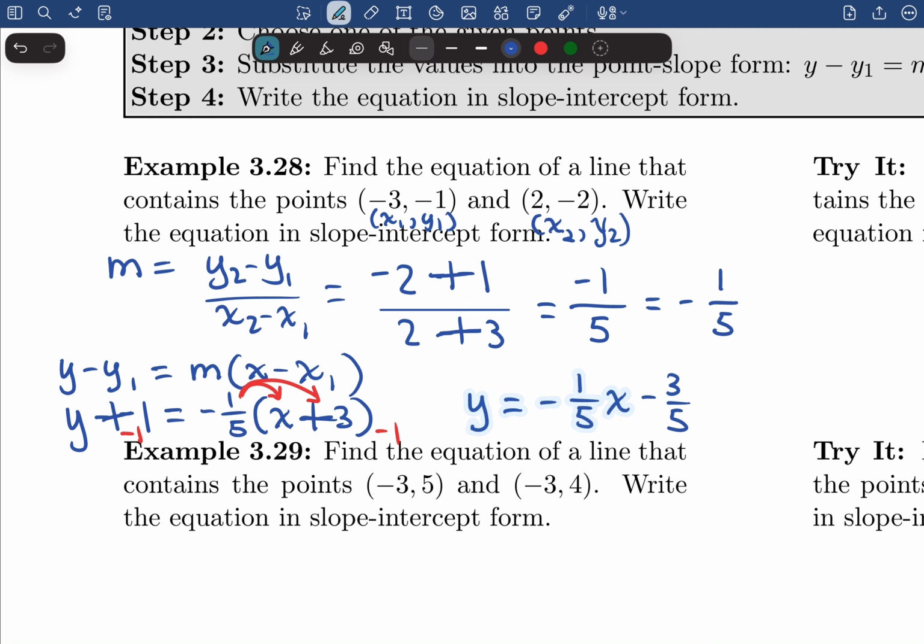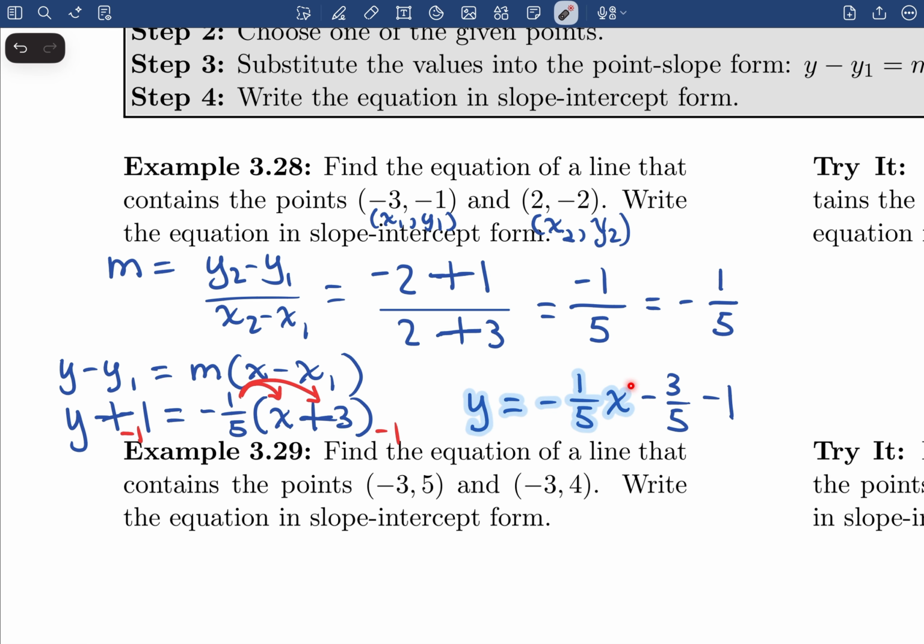And now we still have that minus 1. Okay, so we have that minus 1. And these are like terms. These are constants here that we can combine together to finish everything off. Now I'll show you a great little trick.